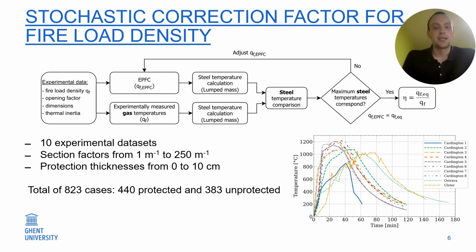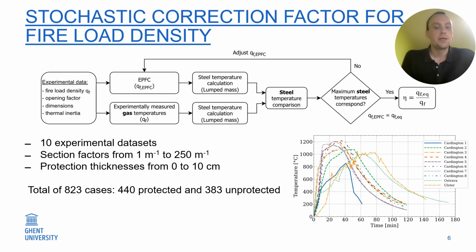And we will then say that the correction factor that we need to apply is the ratio of the equivalent fire load density, which is the fire load density that we need as an input parameter in the Eurocode parametric fire curve to get the same maximum temperature, to the value that was declared from the experiment itself. And if we do this for many different cases, we will get some kind of a distribution for this correction factor, and we basically get a stochastic correction factor.